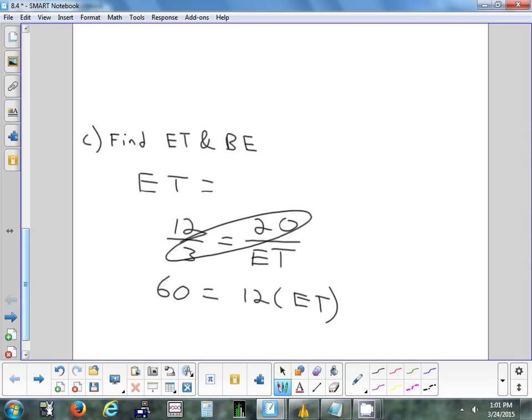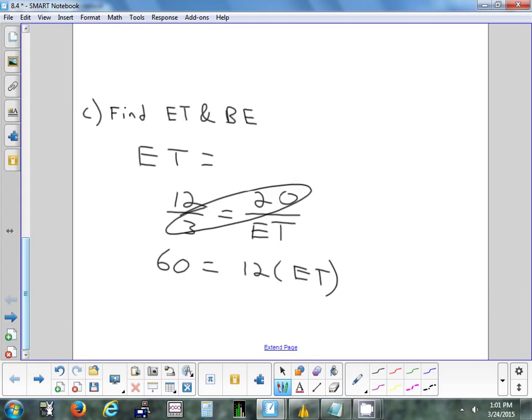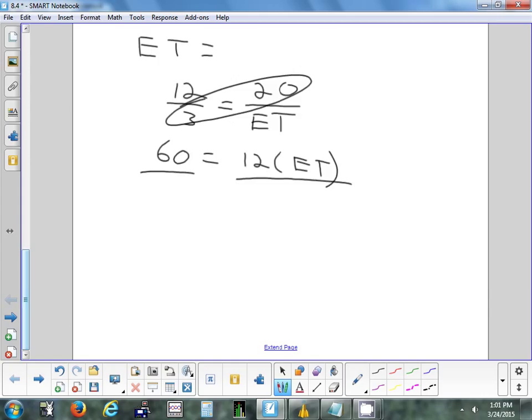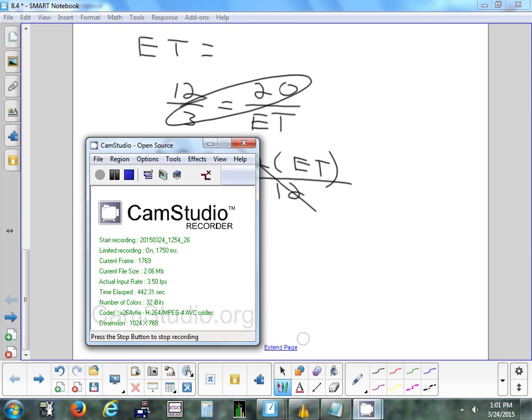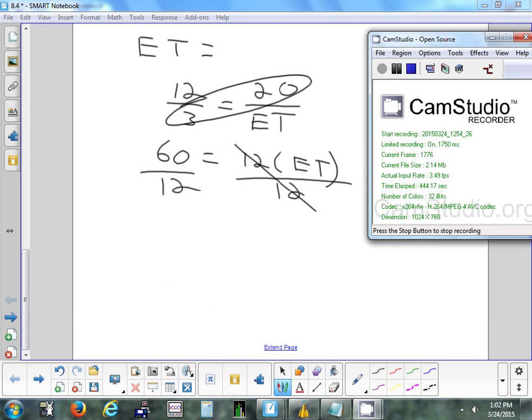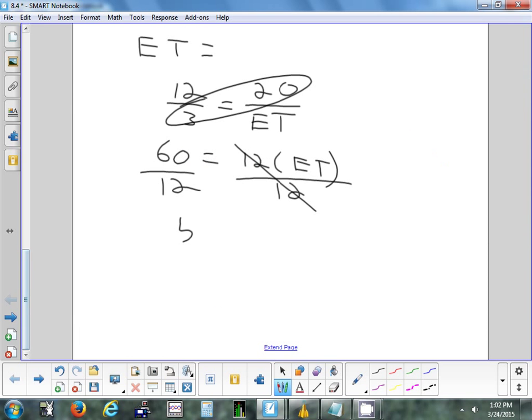Isn't there an easier way to do it? And what's my last step? 60 divided by 12 equals ET. Okay, so how long is ET? We divide each side by 12, and we get ET is 5. Okay? Any question on ET?